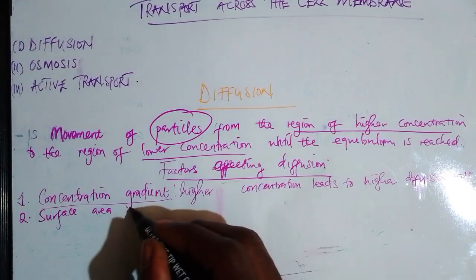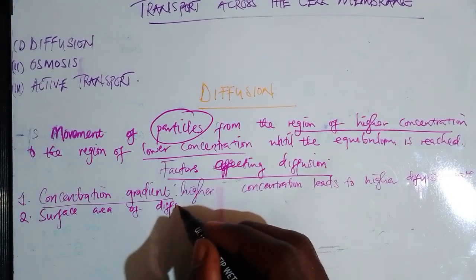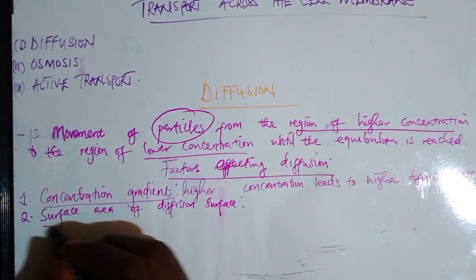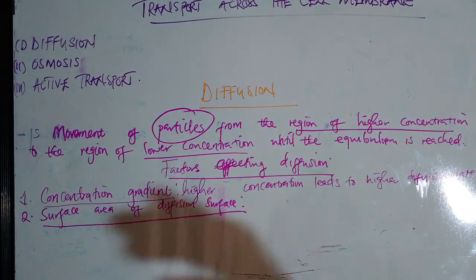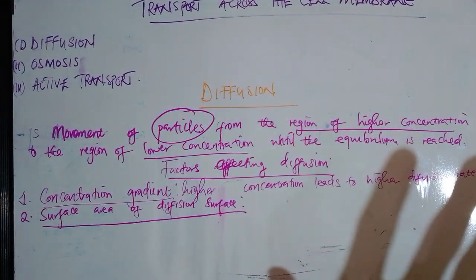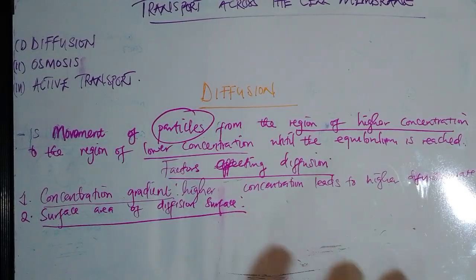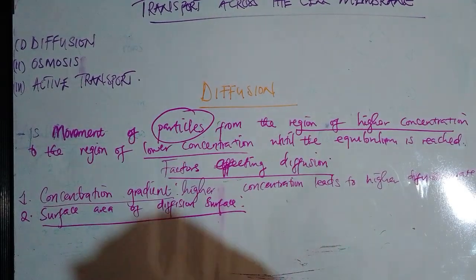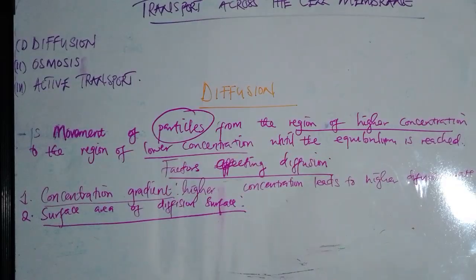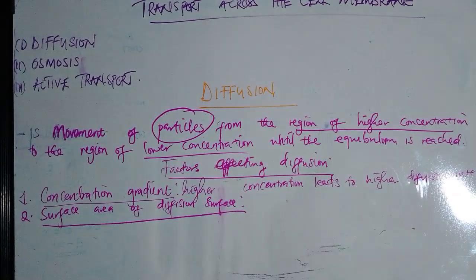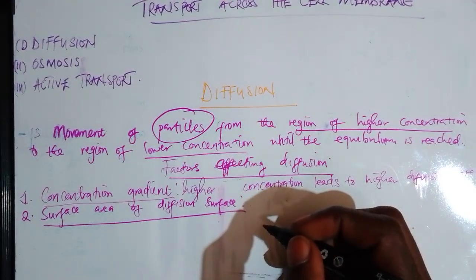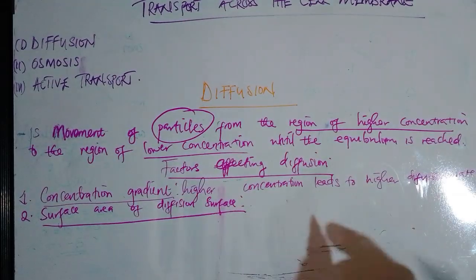Surface area of the diffusion surface. So what do we mean when you say surface area of the diffusion surface? Now, where diffusion is taking place, the area of that surface also affects what? The rate at which the particle diffuses. For example, if we have a small surface area, meaning our diffusion will be what? Low. But if we have a higher surface area, we will have a higher rate of diffusion.